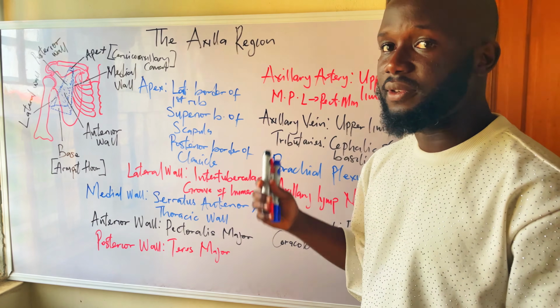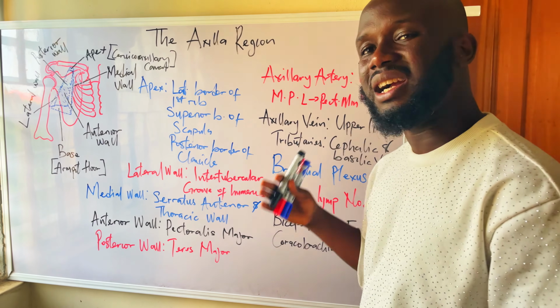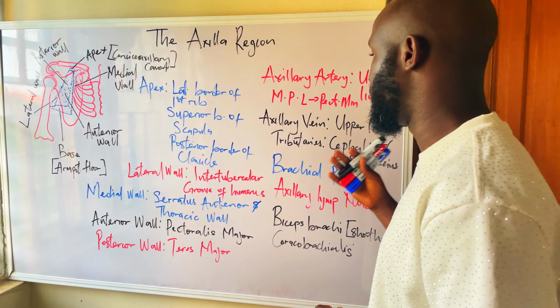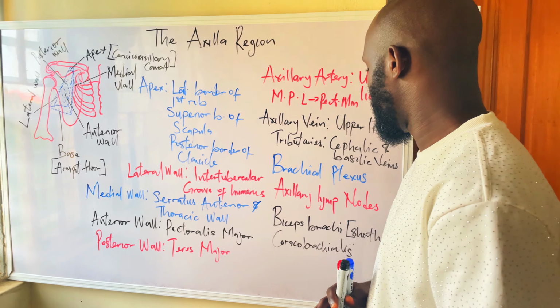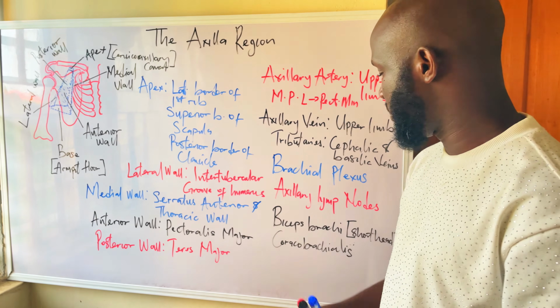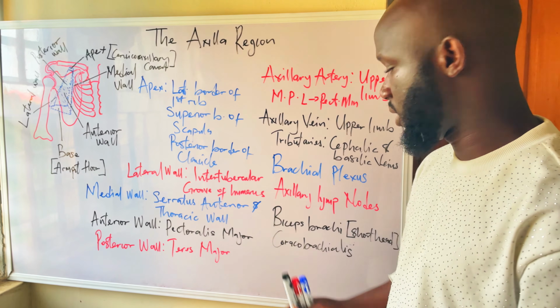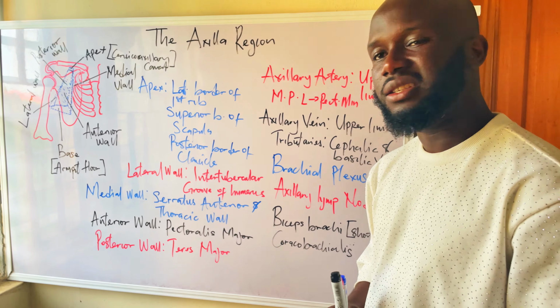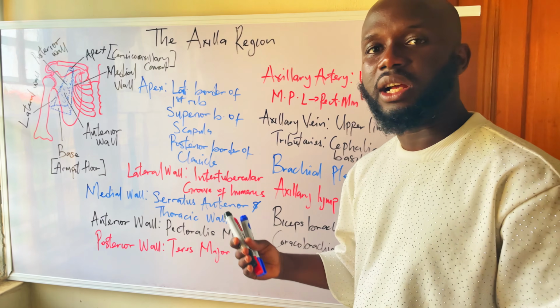We also have the axillary vein that gives tributaries to the cephalic and basilic veins, which are the main venous drainage of the upper limb. Also, we have the brachial plexus, we have the axillary lymph nodes, we have the biceps brachii, specifically the short head, and we also have the coracobrachialis.